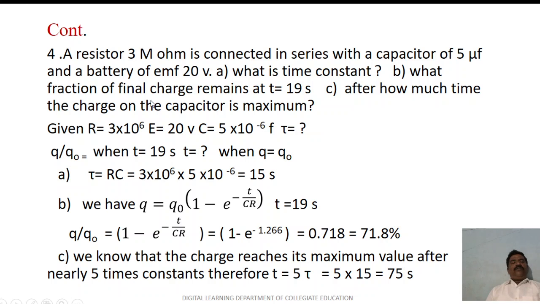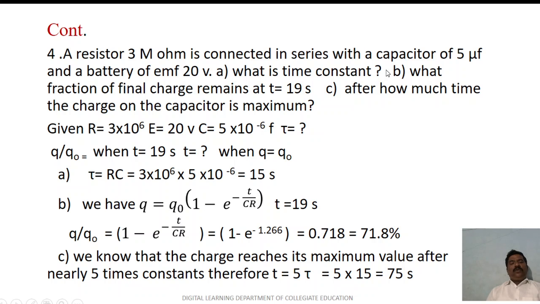Next problem: a resistor of 3 mega ohms is connected in series with a capacitor of 5 microfarads and a battery of EMF 20 volts. Determine (a) the time constant, (b) the fraction of final charge that remains at t is equal to 19 seconds, and (c) after how much time the charge on the capacitor is maximum.